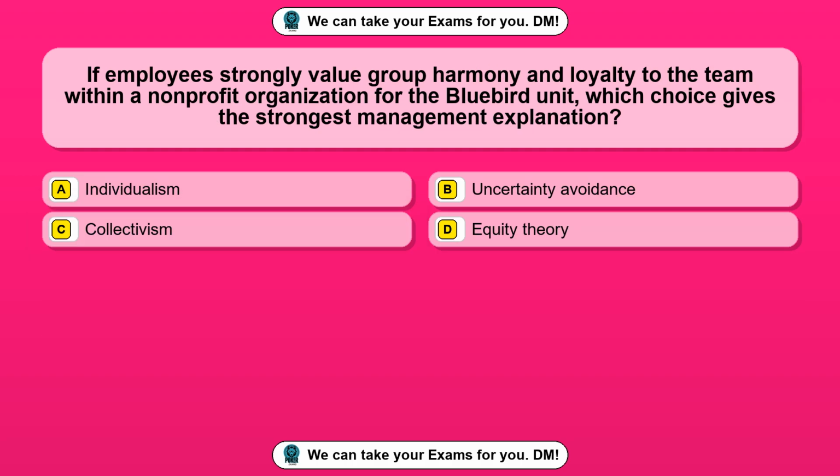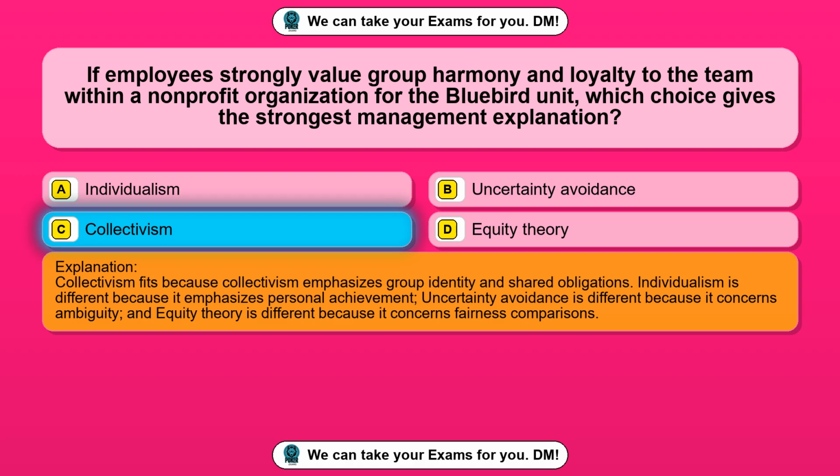Question 55. If employees strongly value group harmony and loyalty to the team within a nonprofit organization for the Bluebird unit, which choice gives the strongest management explanation? Option A, individualism. Option B, uncertainty avoidance. Option C, collectivism. Option D, equity theory. The correct answer is option C, collectivism. Collectivism fits because collectivism emphasizes group identity and shared obligations. Individualism is different because it emphasizes personal achievement. Uncertainty avoidance is different because it concerns ambiguity, and equity theory is different because it concerns fairness comparisons.